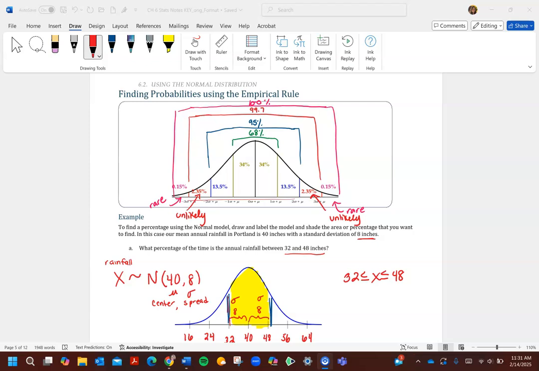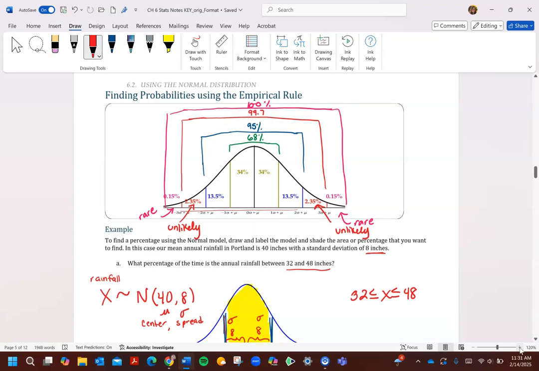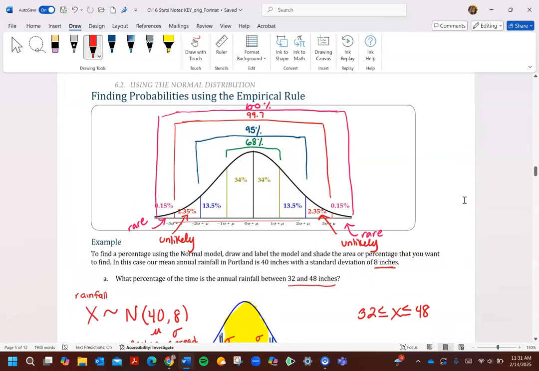In this video, we're going to use the empirical rule to answer some questions regarding the probability of an event occurring. We have a normal distribution. That's important to know. And we'll look at the standard deviation and the mean and the data that we have.